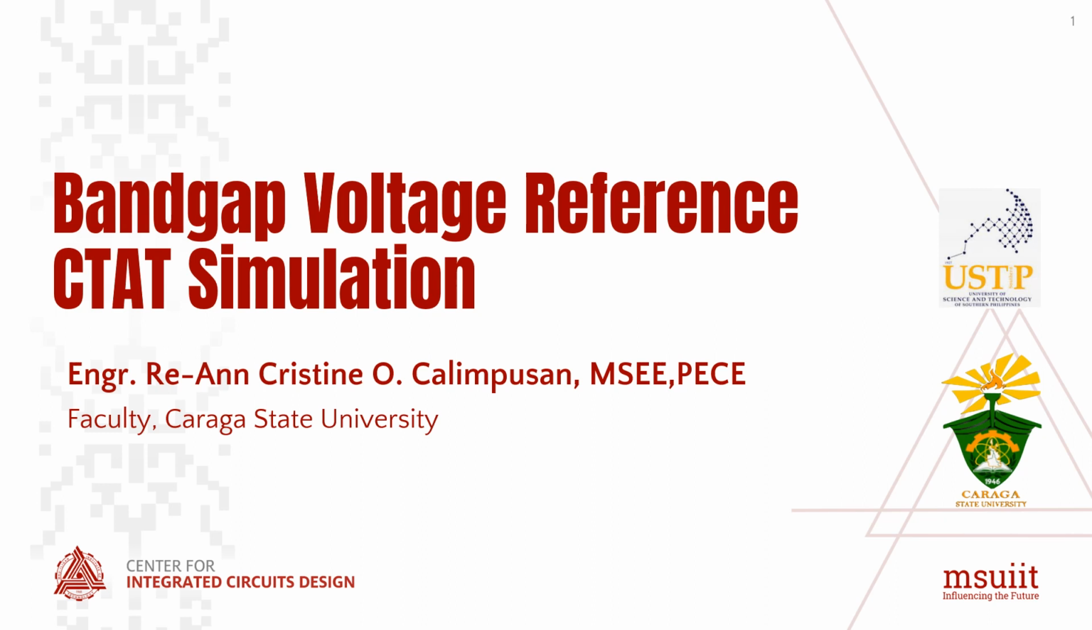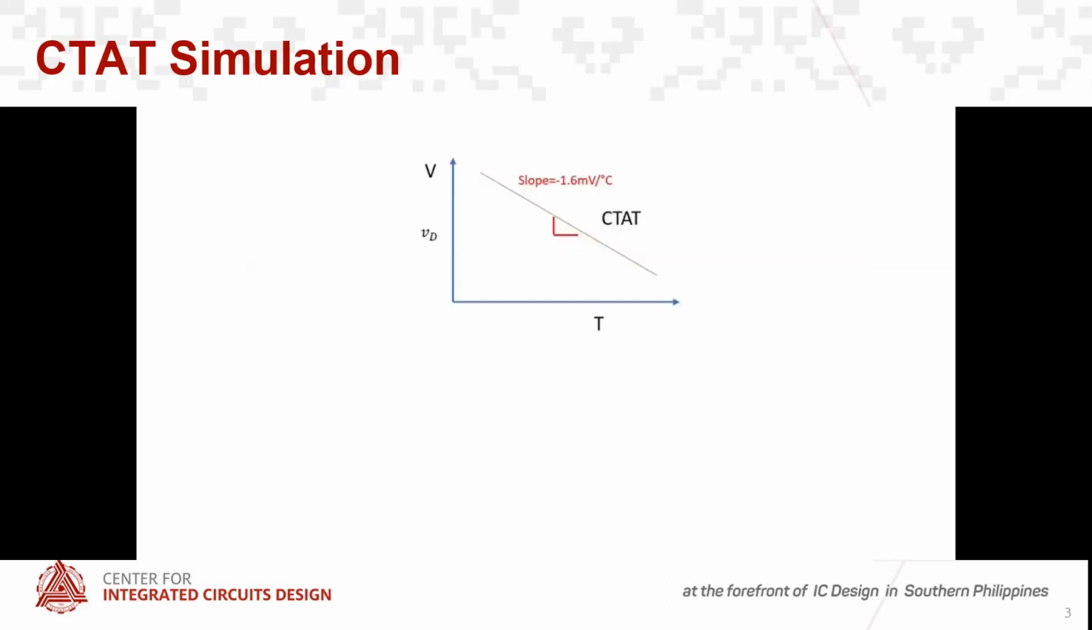So hello everyone. Our discussion today is about the CTAT simulation, and I'll show you that through the HPI simulation. As we have discussed in the previous discussion, we can get the CTAT characteristic by having a fixed current source connected to the diode, and the voltage at the diode will form a CTAT voltage, wherein as you increase the temperature, the voltage will decrease.